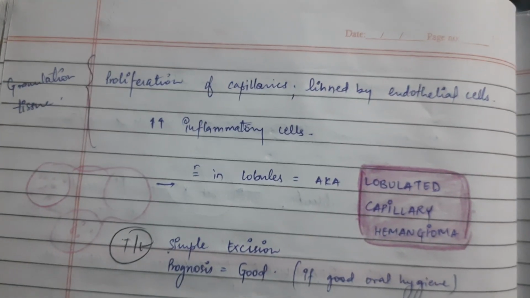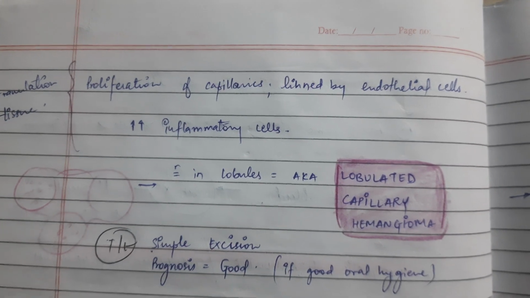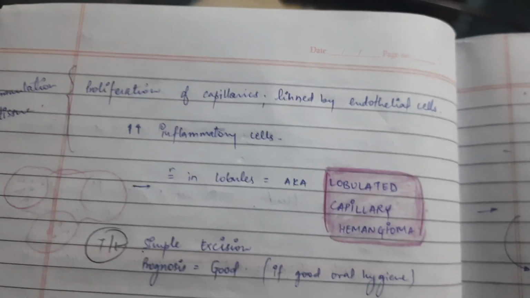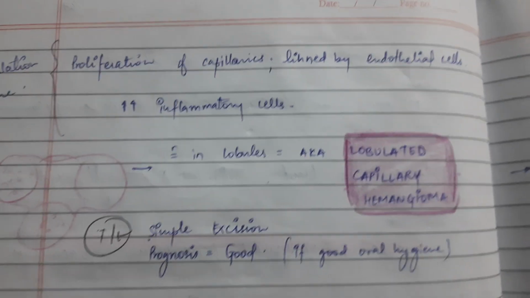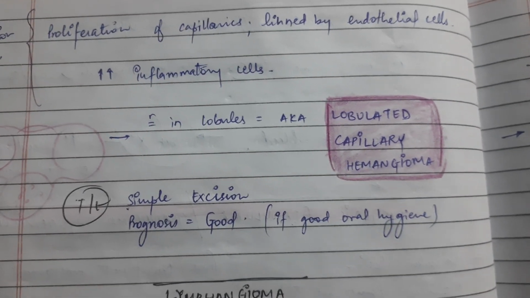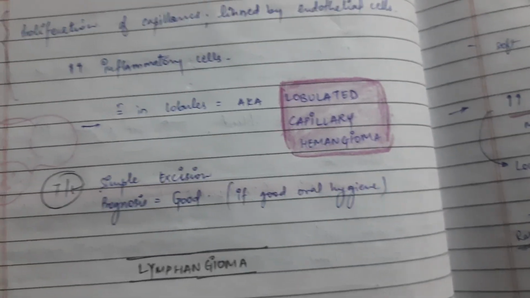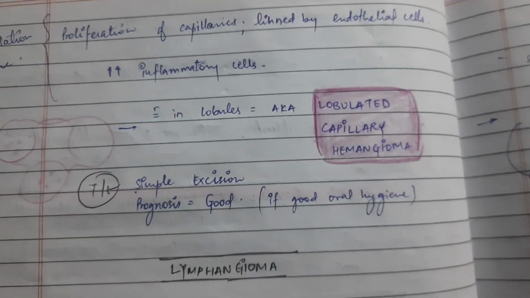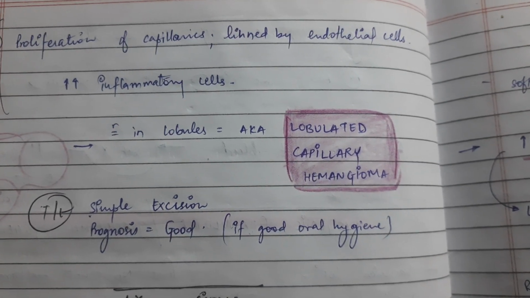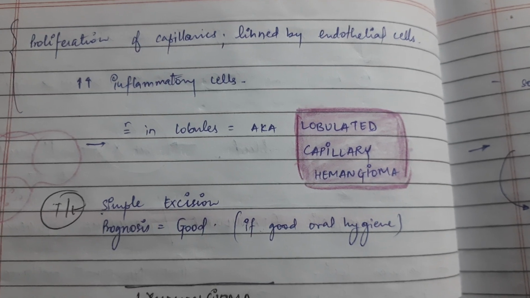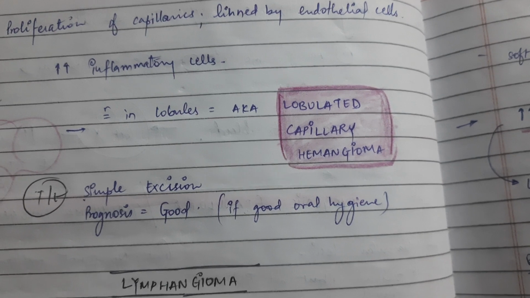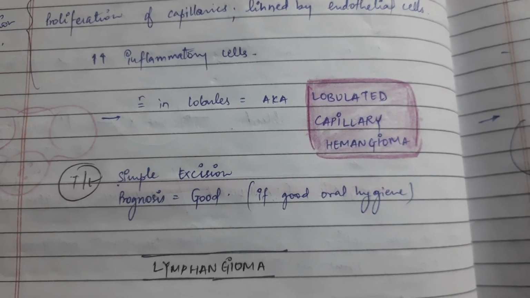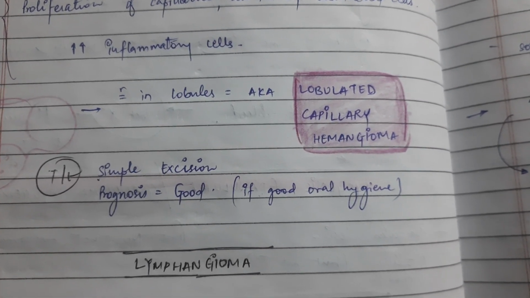Granulation tissue: proliferation of capillaries lined by endothelial cells, increased inflammatory cells. Seen in lobules, also known as lobulated capillary hemangioma. Treatment is simple excision. Prognosis is good if oral hygiene is good.